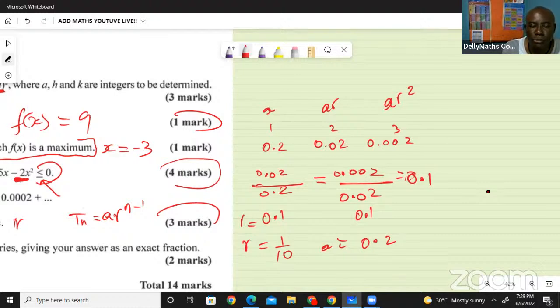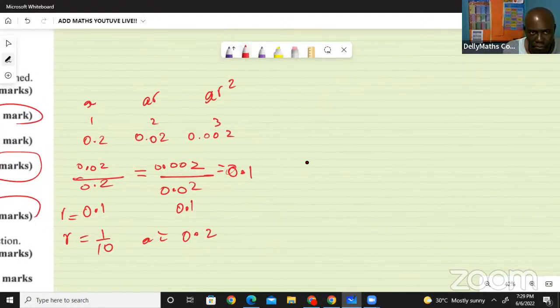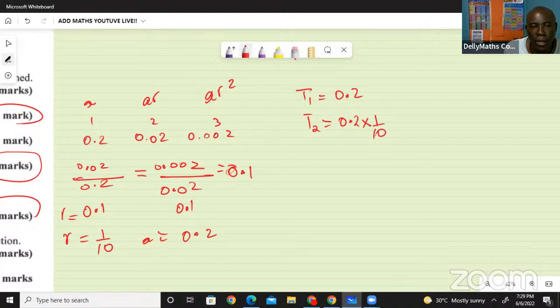All right. So then we want to show that if I have a, term 1 is a. For term 2, it's going to be a times r. But we know what a is, right? So term 1, I'm putting it as 0.2. Term 2 is going to be my 0.2 times my 1/10, right? And then we realize that we really got 0.02.